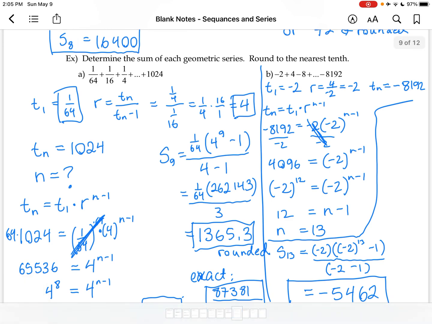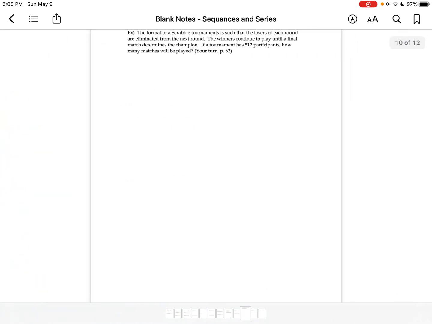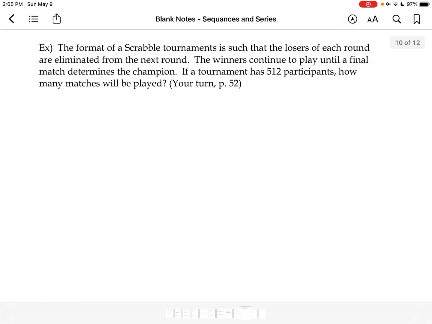One more question and then we'll be done for today. All right. The format of a Scrabble tournament is such that the losers of each round are eliminated from the next round. The winners continue to play until the final match determines the champion. If a tournament has 512 participants, how many matches will be played?